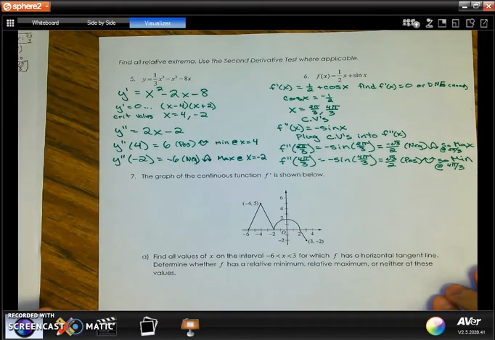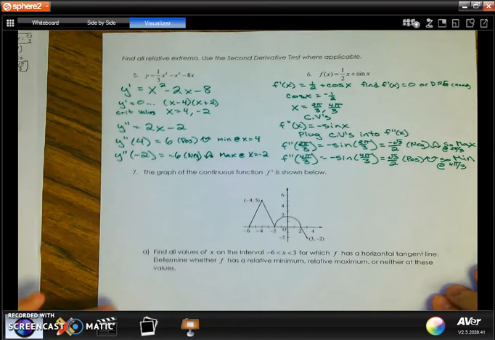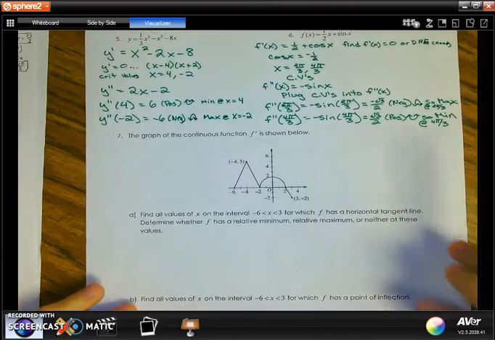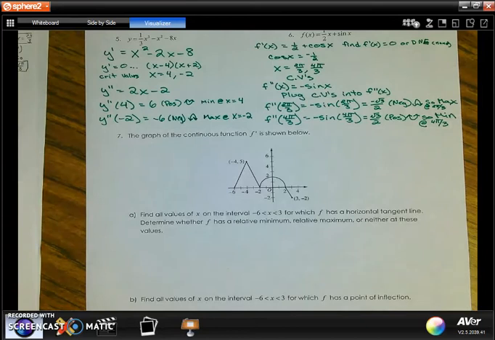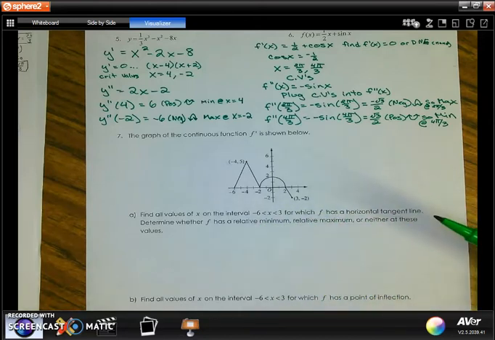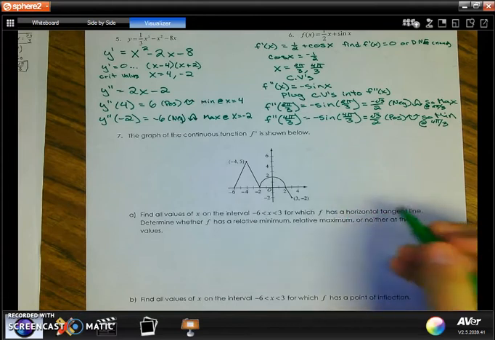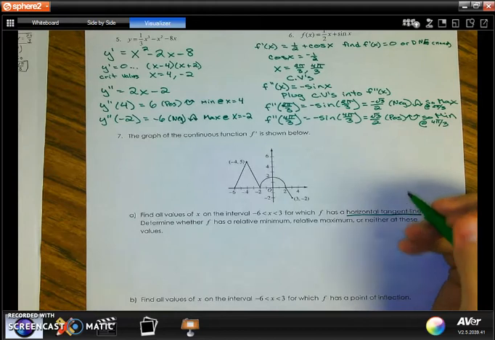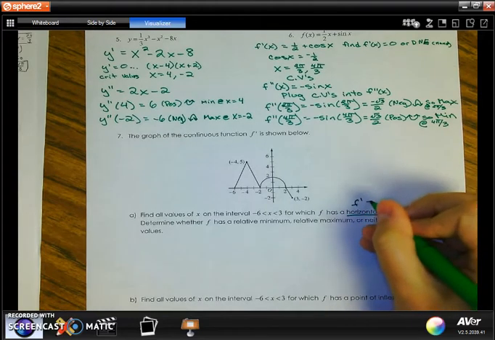Okay, in the next one, we are trying to figure out about the graph of the continuous function given below. Now notice they give me the graph of the derivative, and they are asking me questions about the original. Here it says find all the values of x on this interval, notice that -6 and 3 are not included, for which f has a horizontal tangent line. Horizontal tangent line means that your derivative equals 0. So this occurs when the derivative equals 0.